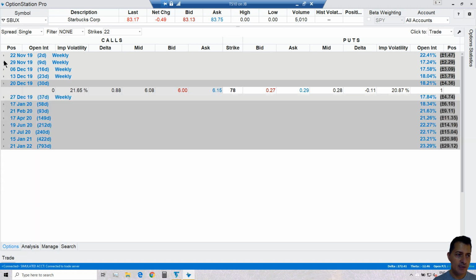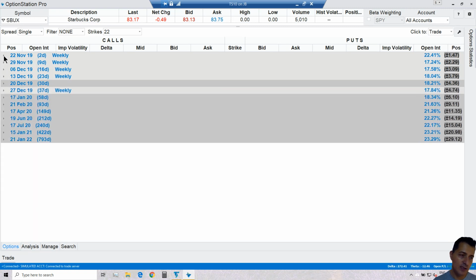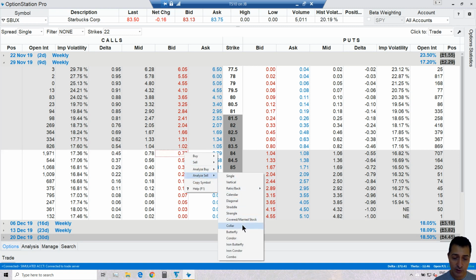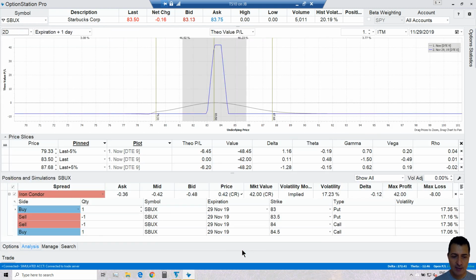We'll start with the nearest date, which is November 22nd. Actually, not that one, November 29, because obviously November 22nd is only 2 days from now. So it probably will not be a good selection based on the amount of premium left, which is only for 2 days. If the stock was a very high price, like $200 a share or more, maybe yes. But in other cases, it would be difficult.